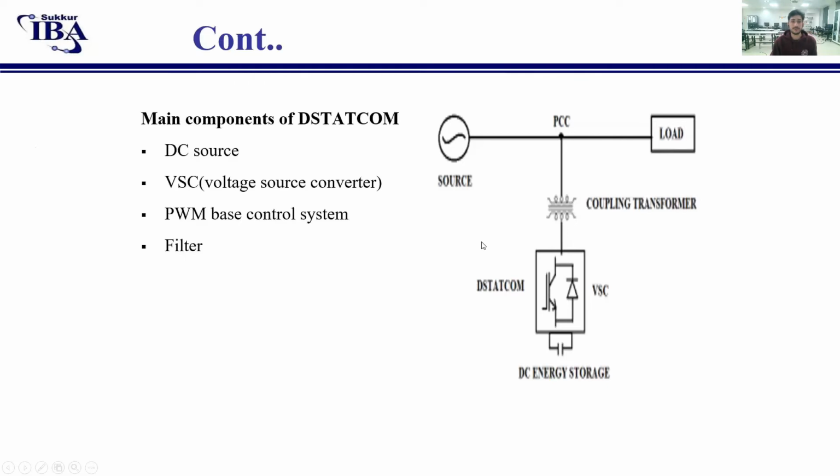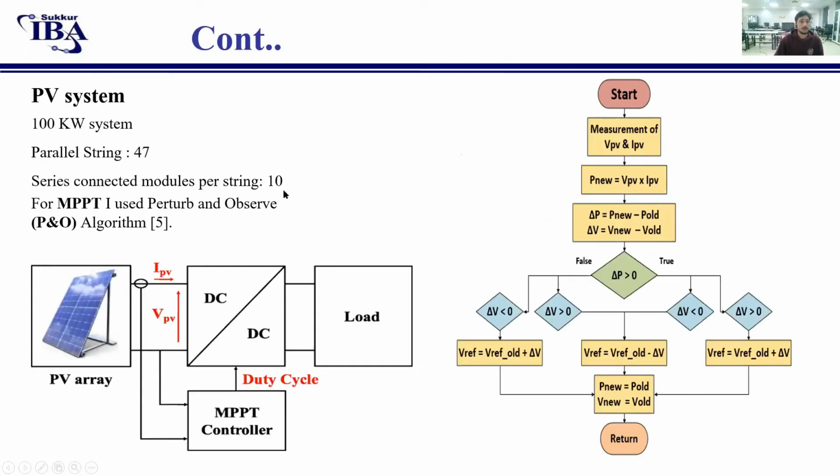The main components of DSTATCOM are basically a DC source, voltage source converter, PWM based control system for switching of the voltage source converter, and filter for the harmonics detection. PV system. Here I already mentioned that I used a 100 kilowatt system in which there are 47 parallel strings and the series connected modules per string is 10.